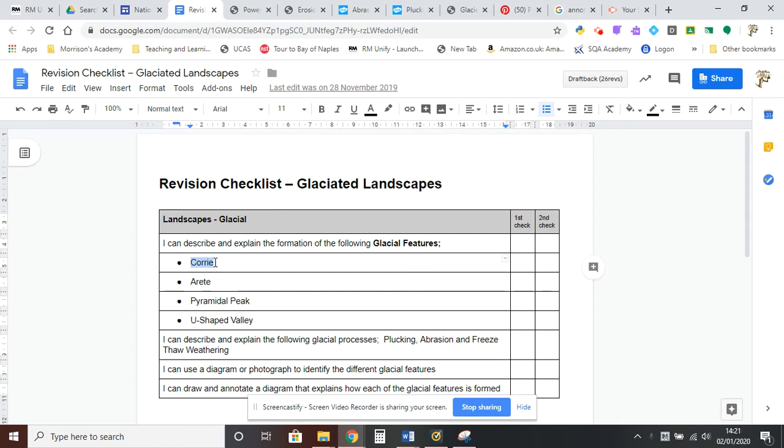It depends on the wording of the question, so pay attention to the question when you're reading it. If it says you must use a diagram, then make sure you draw the diagram that goes with what you're writing, or if it just says you may use a diagram, then you're not required to use a diagram. Okay, so let's get started.